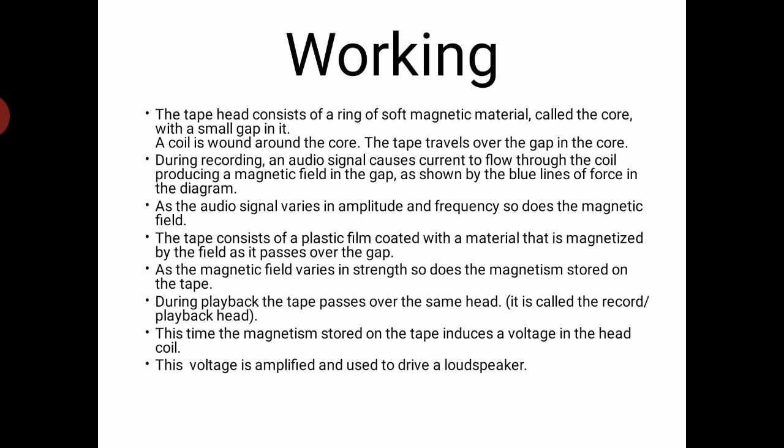The working principle: the tape head consists of a ring of soft magnetic material called the core, with a small gap. The coil is wound around the core. The tape travels over the gap in the core. During recording, the audio signal causes current to flow in the coil, producing a magnetic field in the gap, as shown in the diagram. As the audio signal varies in amplitude and frequency, so does the magnetic field. The tape consists of plastic film coated with a material that is magnetized by the field as it passes over the gap. As the magnetic field varies in strength, so does the magnetism stored in the tape.